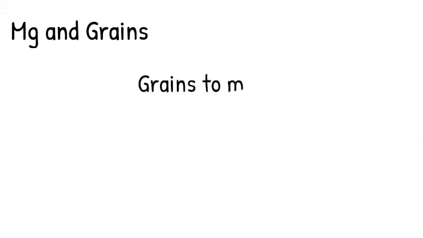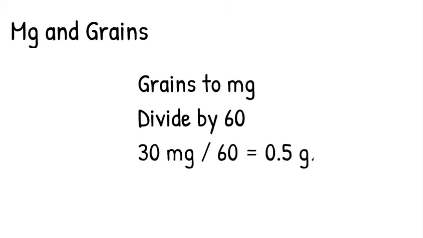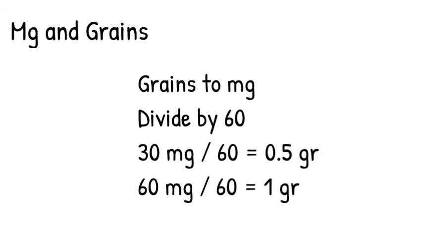So if we're going the opposite direction, you're going grains to milligrams. Here we divide by 60. An example of that would be 60 milligrams divided by 60 is going to equal 1 grain. So grains to milligram, divide by 60.